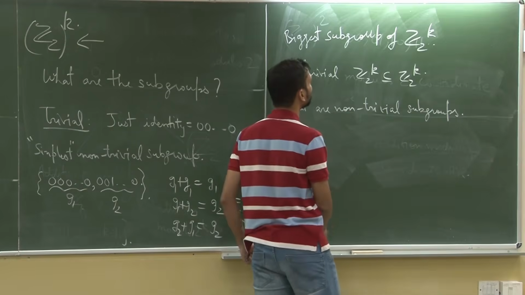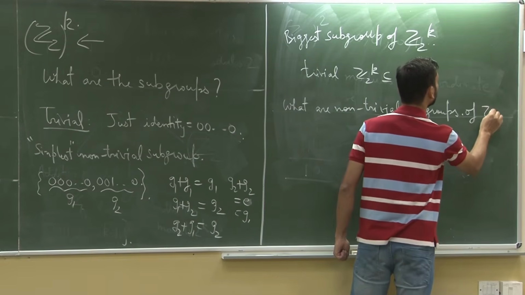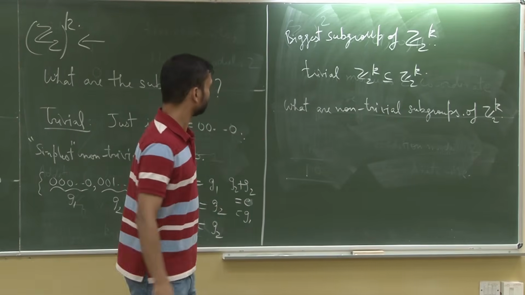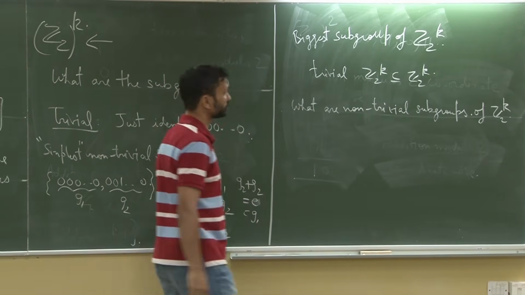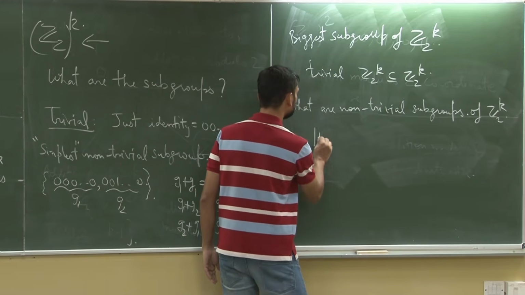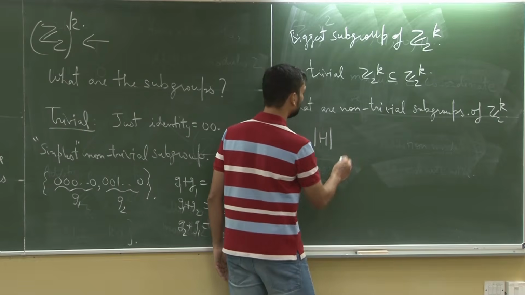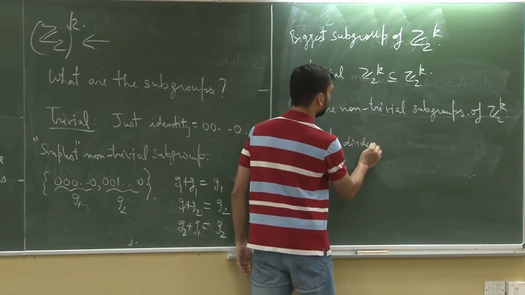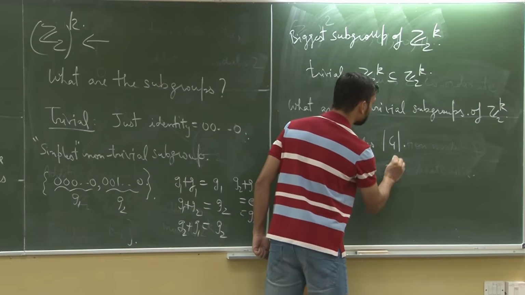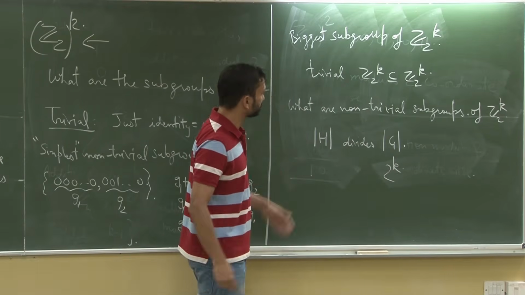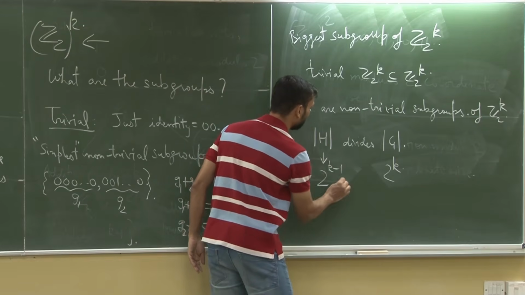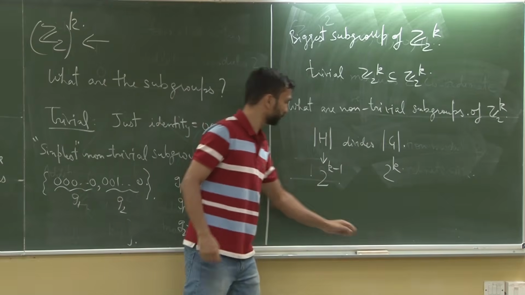What are non-trivial subgroups of Z2 to the power k? If you have studied group theory, you would have seen that the cardinality of H divides the cardinality of G, and since the cardinality of G is 2 to the power k, we have a non-trivial subgroup. That means the biggest cardinality of H is going to be 2 to the power k minus 1.